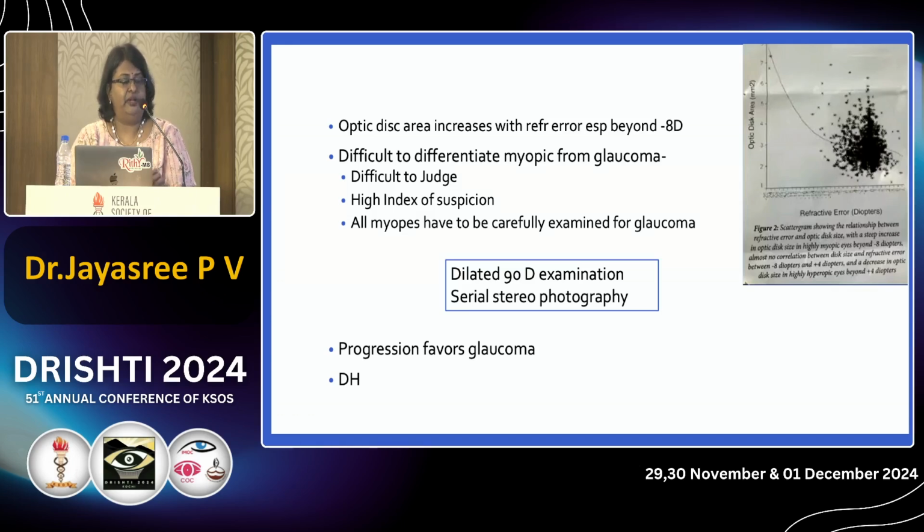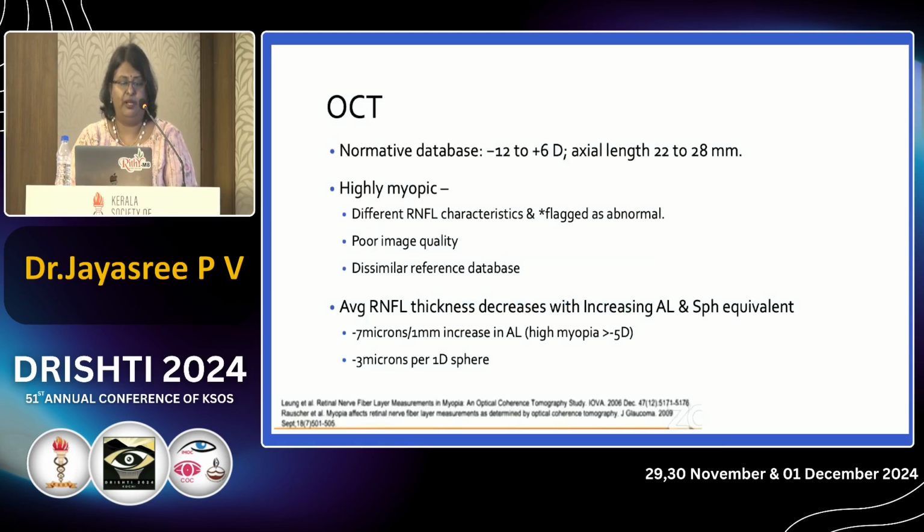You have to have a high index of suspicion. In all myopics, you have to look for glaucoma. It has to be a dilated 90-diopter examination. You have to have detailed serial stereo photography. Compare every time. Progression always favors glaucoma. Look for disc hemorrhages. If there is a disc hemorrhage, it is highly likely that the patient has glaucomatous damage.